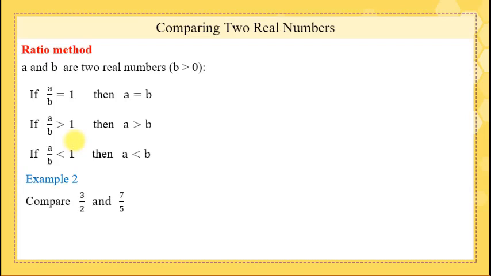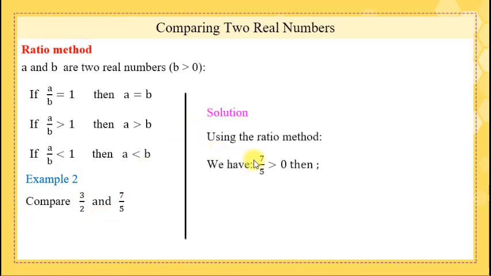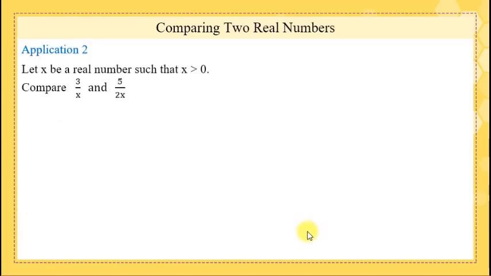Now, let's start with example 2. Compare 3 over 2 and 7 over 5. We check first that 7 over 5 is greater than 0, because it is B, and then we divide 3 over 2 over 7 over 5, which equals 15 over 14, which is greater than 1. Since the answer is greater than 1, then the numerator, which is 3 over 2, is greater than the denominator, which is 7 over 5.